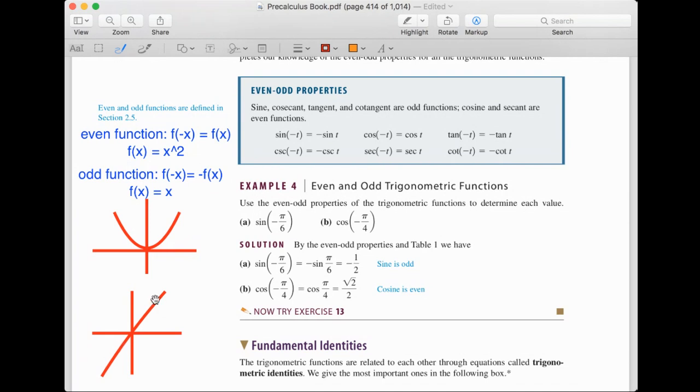Odd function has symmetry about the origin. But even function is symmetric with the y-axis. So that's about even function and odd function. How do we check? We just put a negative x into the function to see if we get f of x or we get negative f of x. Or sometimes a function is neither one. It's not even, it's not odd.